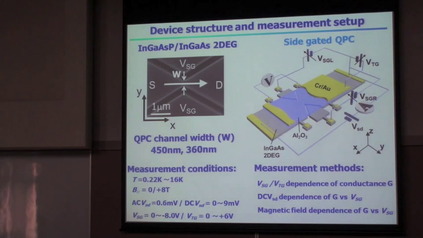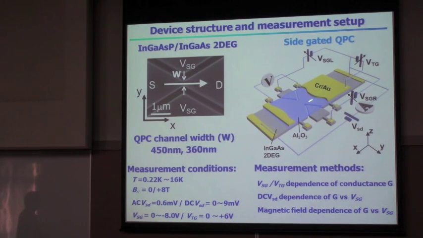So we fabricated two different samples. One is a little bit wider channel width, the 360 nanometer sample, and the other is the 50 nanometer sample. And this is the entire device structure. Here are two side gates, and this is a one-dimensional channel here. And also, we fabricated the top gate to control the carrier density and also the strength of the Rashba spin orbit interaction. And here are the details of the measurement conditions and methods.